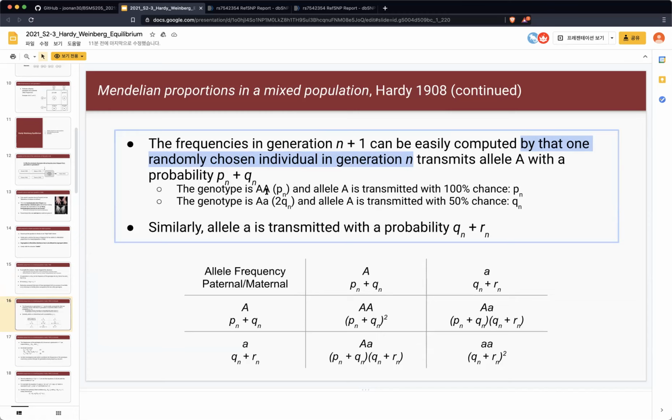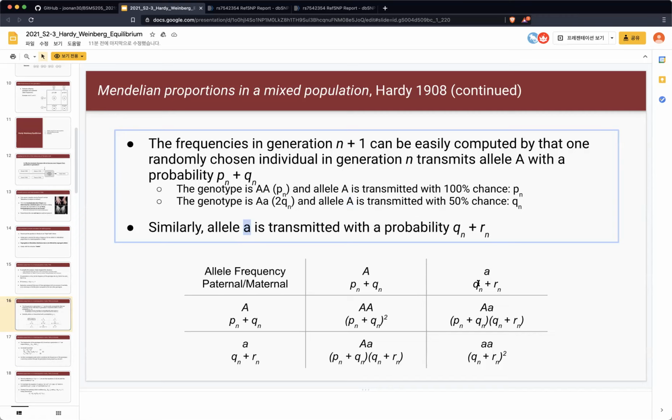The genotype homozygous large A has frequency Pn, and allele large A is transmitted with a 100% chance, so we can easily say Pn. In the heterozygous situation, the probability of transmitting large A is a 50% chance, because you transmit either large A or small a. You can also calculate the probability of transmitting small a in this situation: Qn plus Rn.